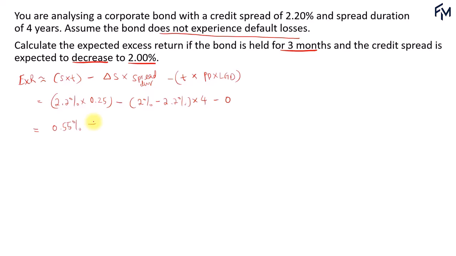So for the second component, this will be negative 0.8%. So in this case, for a decrease in the spreads, we expect the excess return to increase. So this will then give us a total of 1.35%. So in this case, the excess return will be higher than just the spread itself. There will be an additional return from the decrease in spreads.